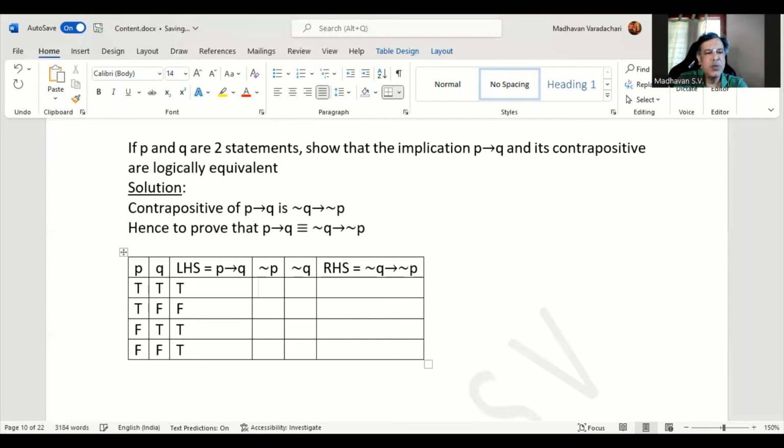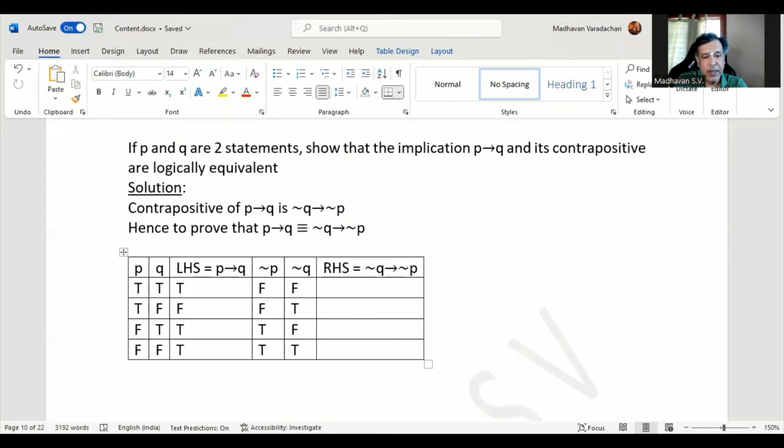Not P. Opposite of the first column. So it is F, F, T, T. Not Q. Opposite of the second column elements. So it is false, true, false, true. Then the right hand side, not Q implies not P. That means if not Q is true and not P is false, only then it is false. Otherwise it is true.